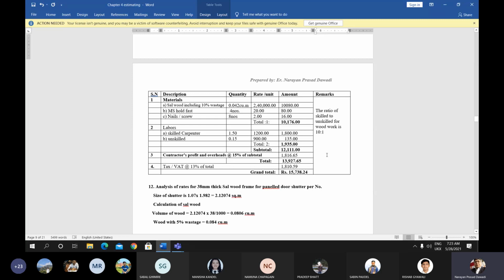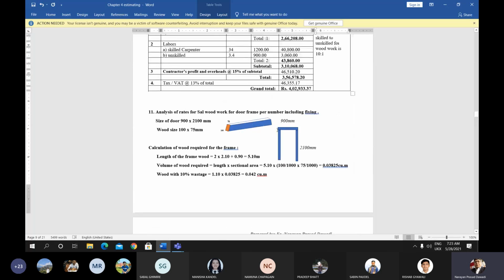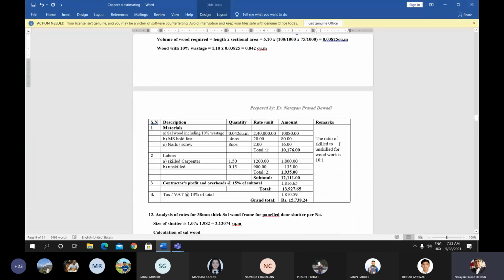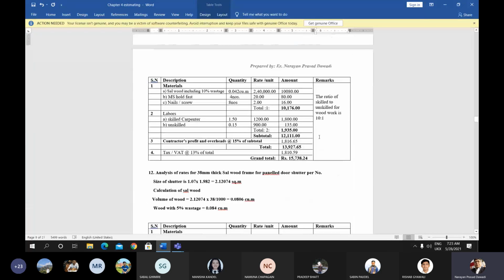Contractor profit and overhead is 50%, and the VAT is provided at 30%. The grand total cost can be calculated as 15,738 rupees 24 paisa for the frame only, not the shutter. This is 15,738.24 rupees for this type of solid frame construction. Now the ratio of skilled to unskilled manpower is 10:1.